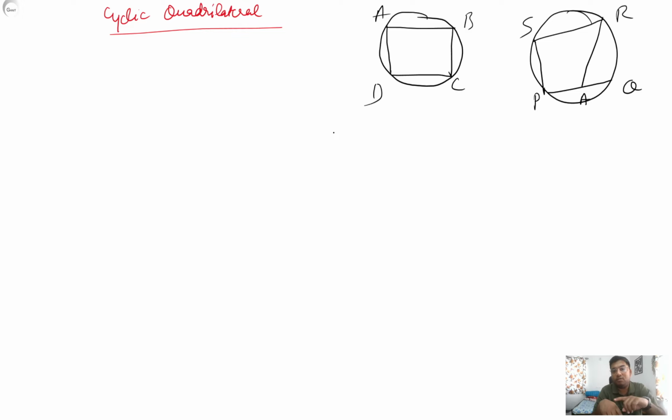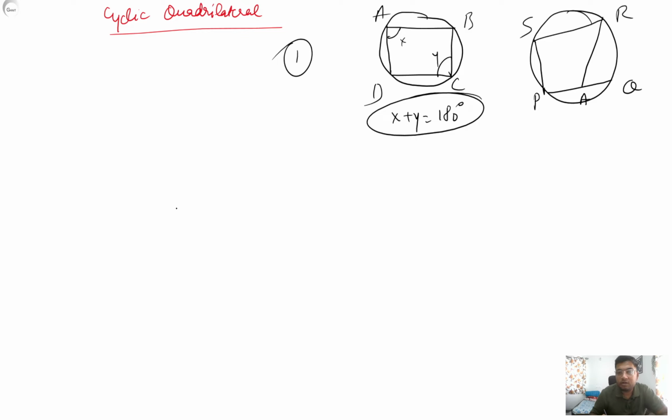What is special about cyclic quadrilateral though? The opposite angles, let's just say x and y, they add up to 180 degrees. That's your theorem. So the opposite angles of a cyclic quadrilateral are supplementary. So this is theorem number 1 in cyclic quadrilateral. There is nothing difficult about this.